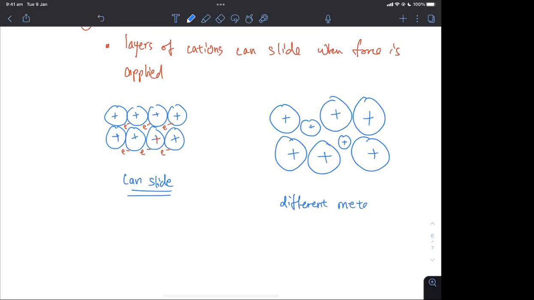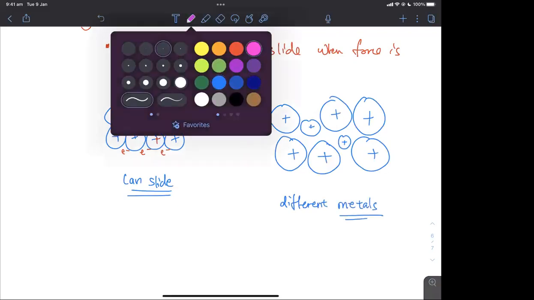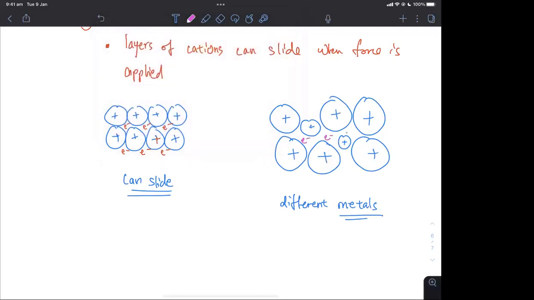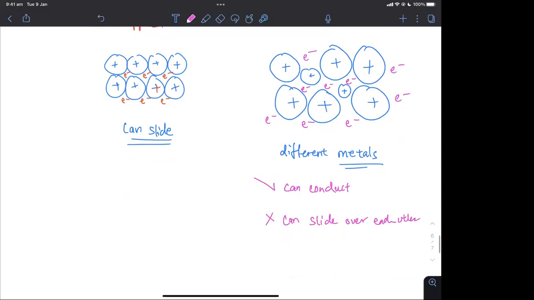metals. So I still have metallic bonds because electrons are electrons. Whether the electrons come from one atom or from the other atom, they are all just electrons. So you can still conduct. Can conduct, yes. Can slide over each other? No, because they are different sizes now. So different size cation. So you cannot slide over each other anymore because you have different size cation.